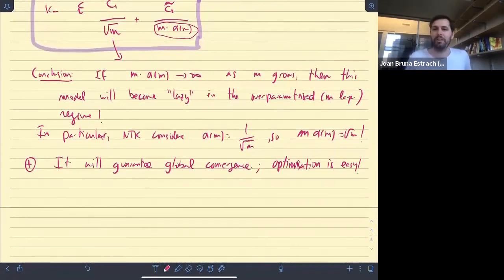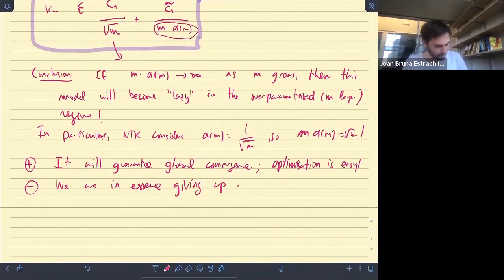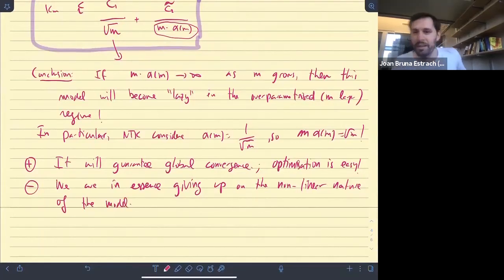But this cannot be all the story. There's a negative side to this regime, which is that we are, in essence, giving up on the nonlinear nature of the model. If lazy training was everything that there was in neural networks, then why would we use neural networks? Why don't we just use kernels instead?